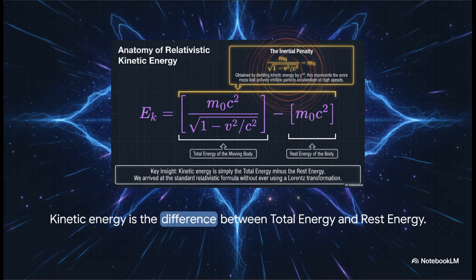And here it is. This is what we get, the final relativistic formula for kinetic energy. Now, I know it looks a little complicated, but it's telling a pretty simple story. It's just the object's total energy minus its rest energy. That's the energy it has just by existing. So the kinetic energy is really just the extra energy of motion tacked on top. And that extra energy that goes into increasing its mass, it acts like an inertial penalty. The faster you go, the more massive you get, which makes it exponentially harder to accelerate any further.